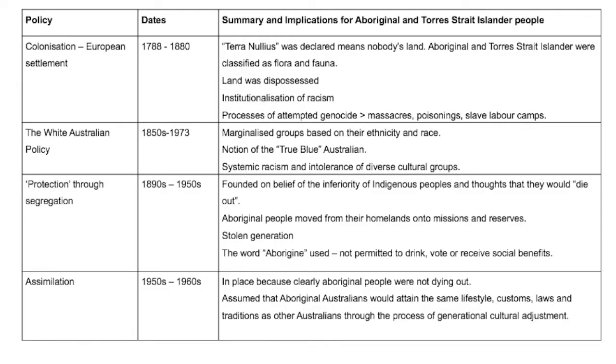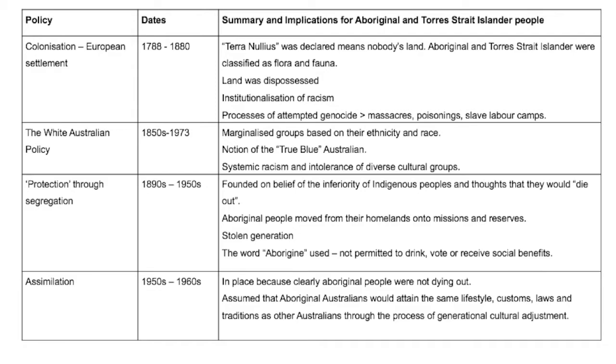We're just going to have a quick look at the policies. So colonization: we saw this declaration of Terra Nullius, which meant nobody's land, which meant that the land was dispossessed. Fences were put up. There was institutionalized racism. Being viewed as flora and fauna meant that Aboriginal Australians could be rounded up and placed in slave labour camps. There were massacres, intentional and unintentional.